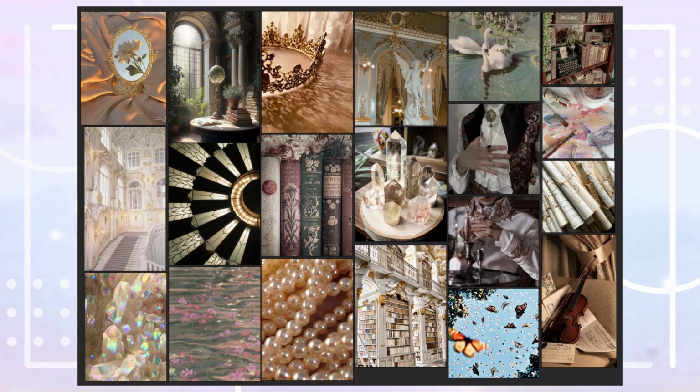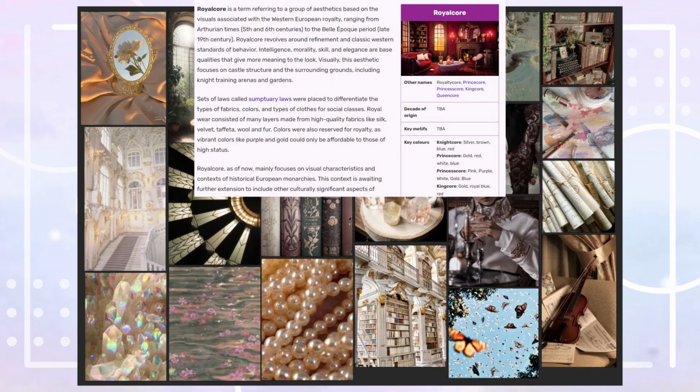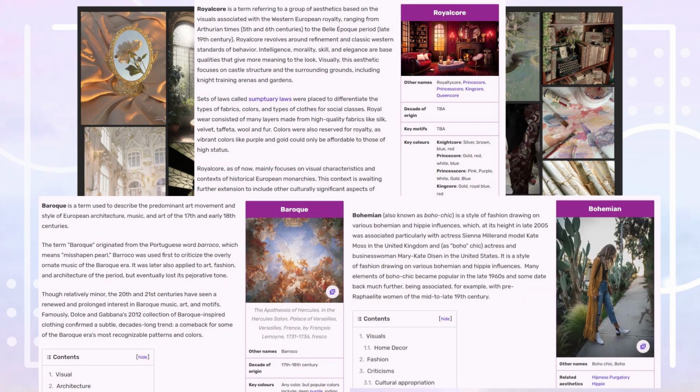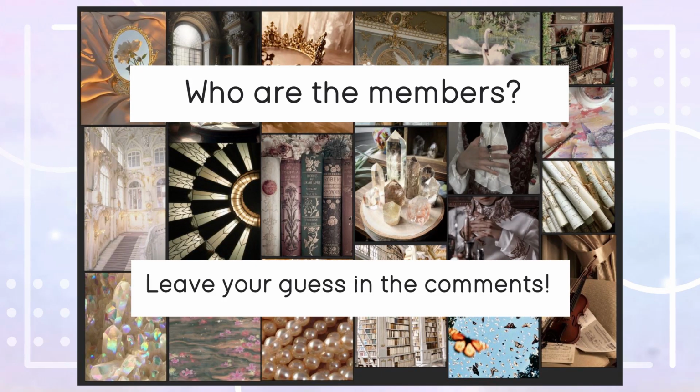Some aesthetics they would be inspired by would be Art Deco, Light Academia, Ethereal, Royalcore, Baroque and Bohemian. You can leave your guesses for who the members of this idol group would be in the comments. Now let's talk about the first one.